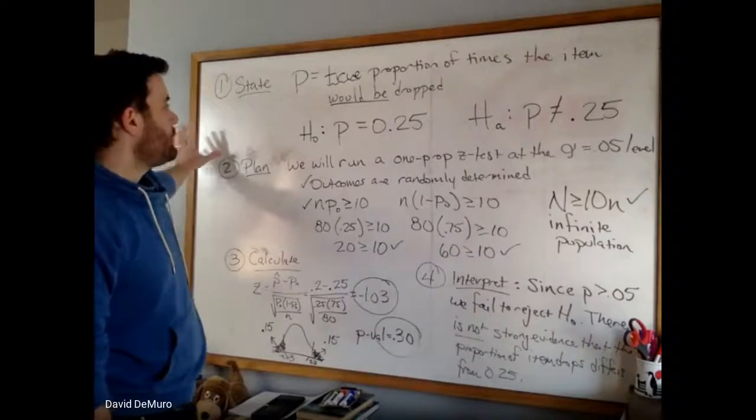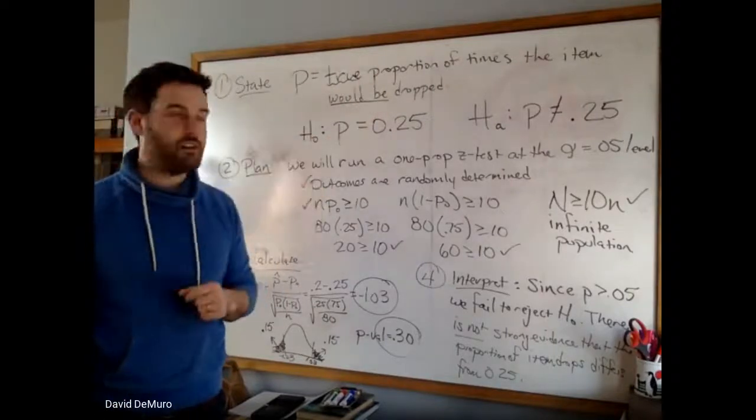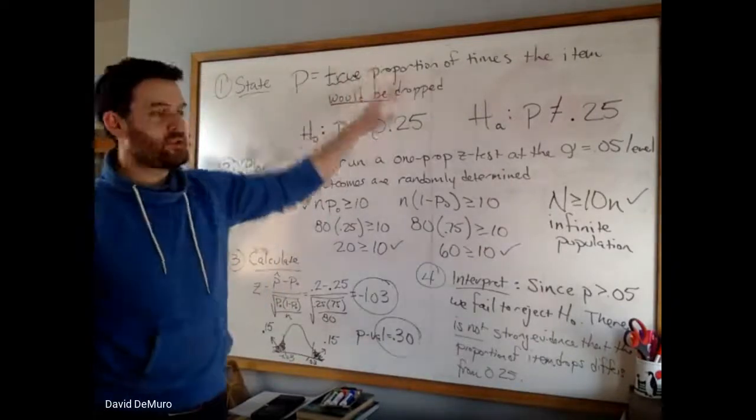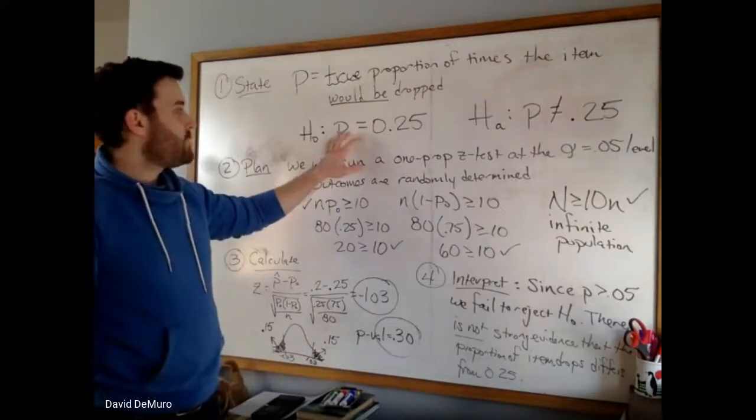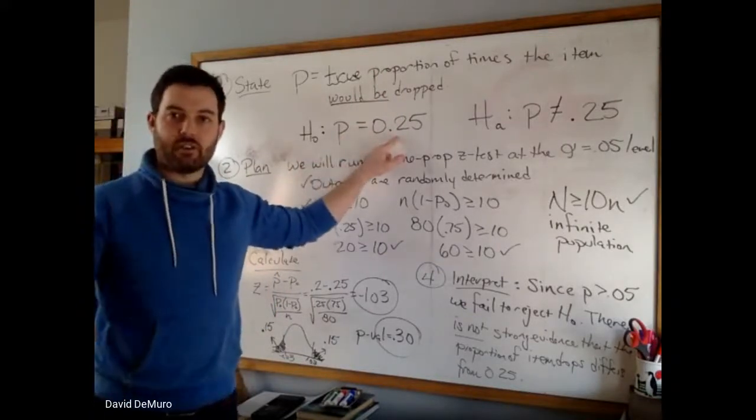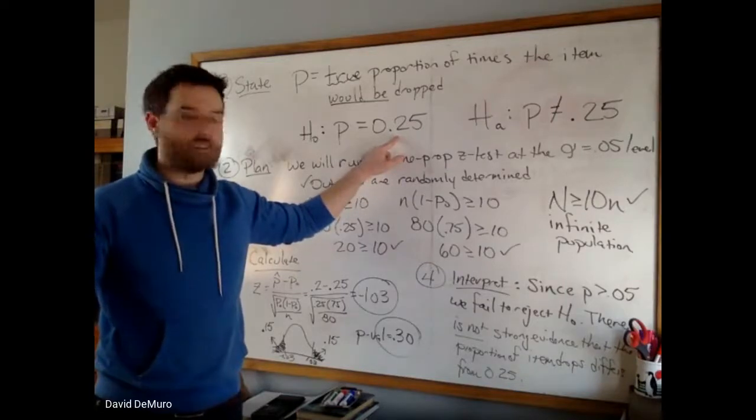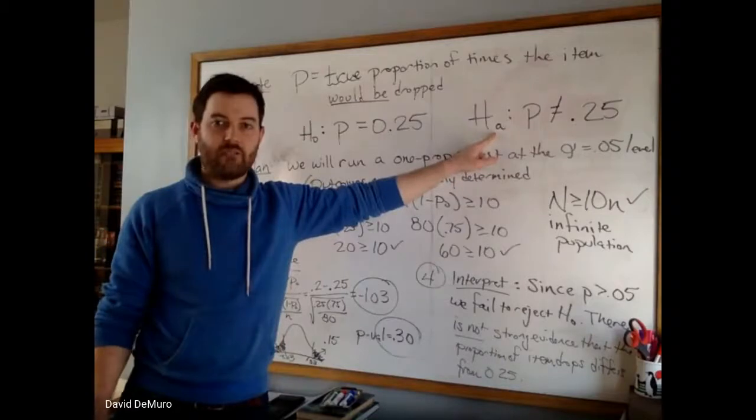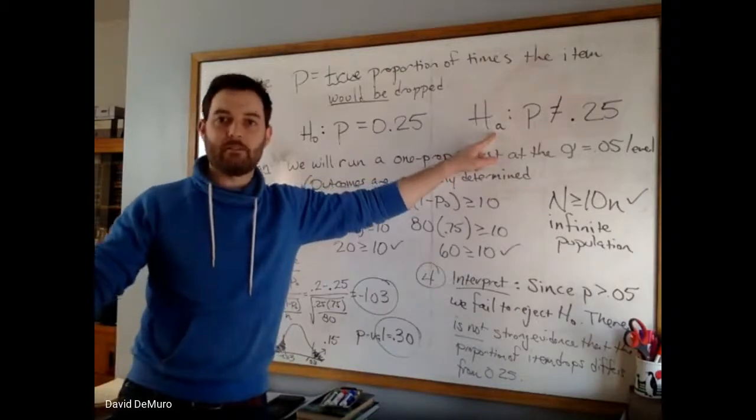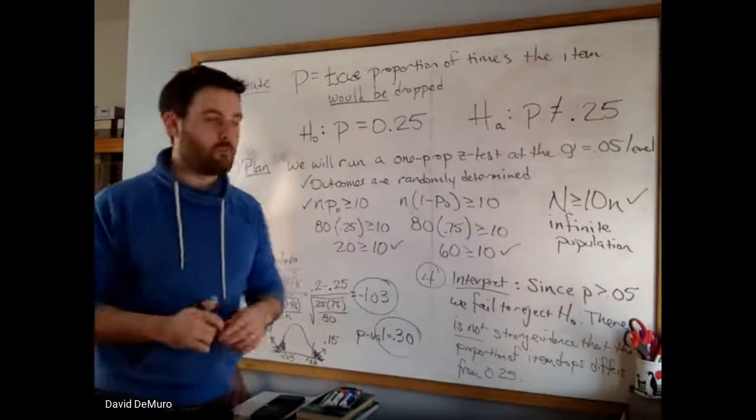We started out with step 1. We stated our parameter in context. P was the true proportion of times that item would be dropped. Our null hypothesis was that P equals 0.25. That was our hypothesized claim. Alternate is that P is not equal to 0.25 because we just wanted evidence that it differed, but didn't care if it differed above or below.